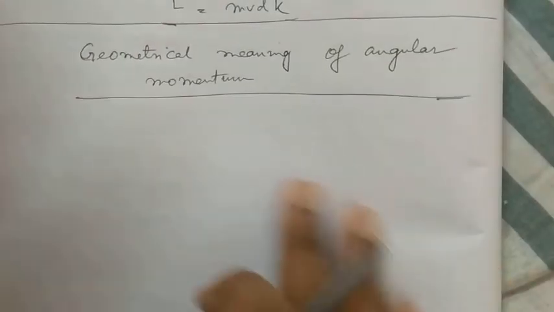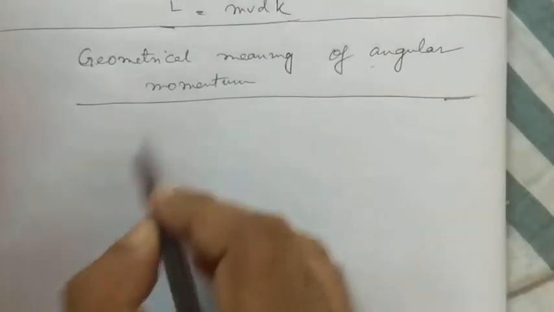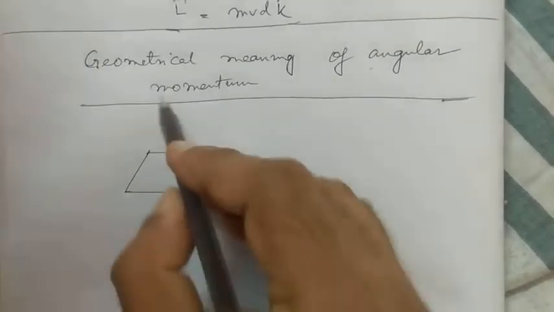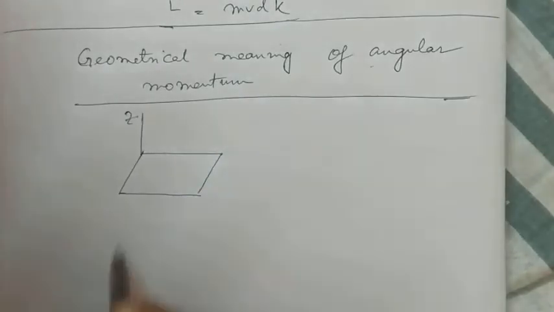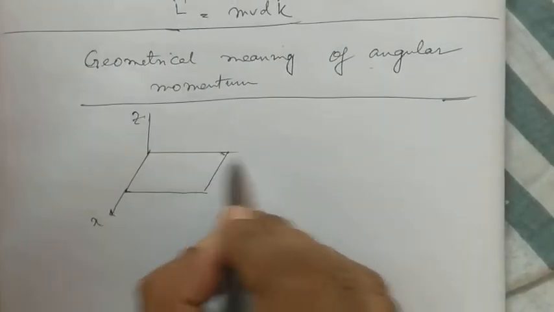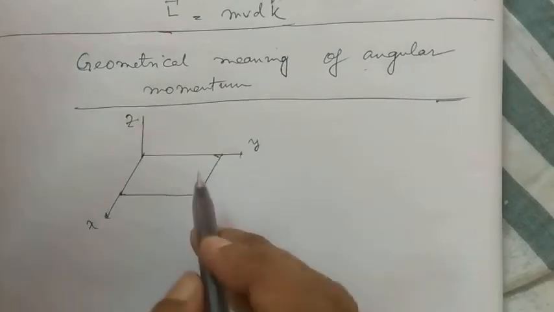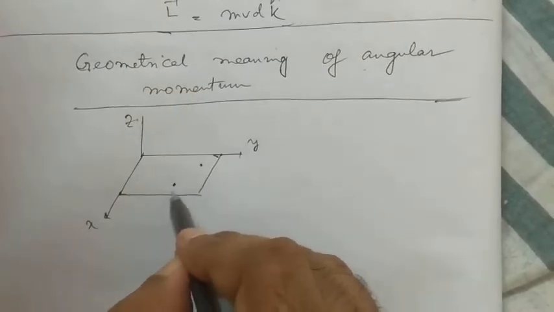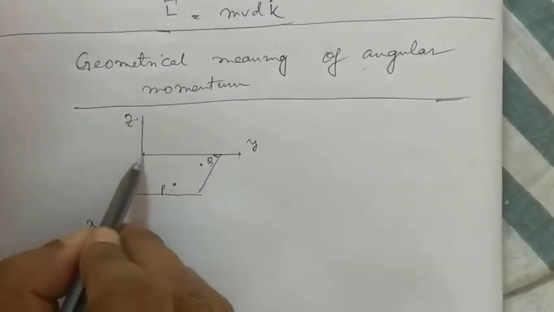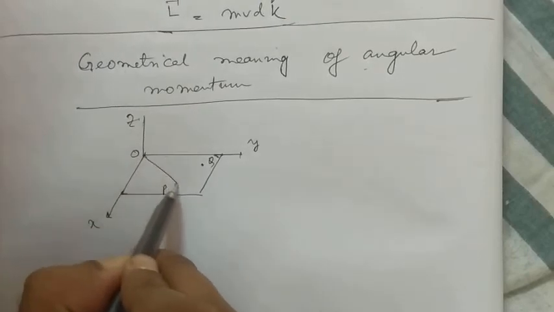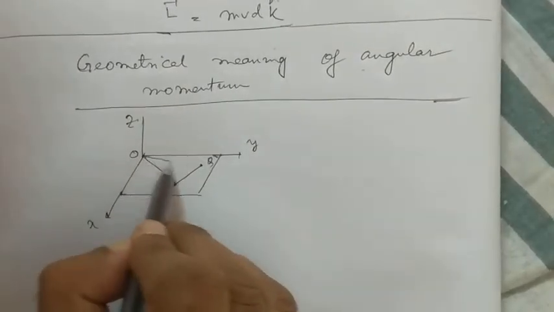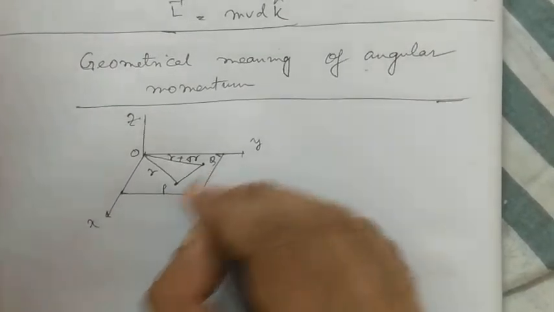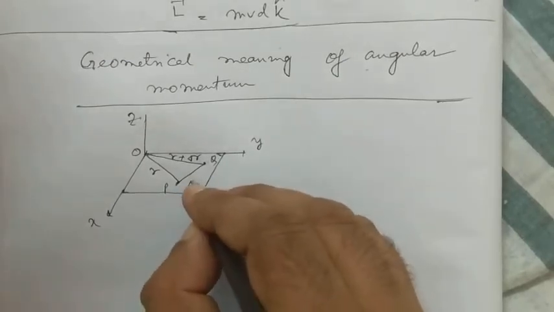Now we try to understand the geometrical meaning of angular momentum. We draw a diagram similar to the ones in the previous cases. This was the z-axis, this is taken as the x-axis, and this is taken to be the y-axis. If the position of the particle is P at time t and the position is Q at time t plus delta t, and we join O to P, PQ and OQ, then this is r plus delta r, and the shift from P to Q is delta r.